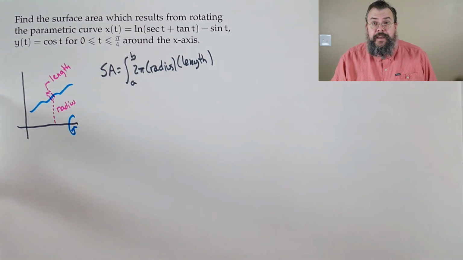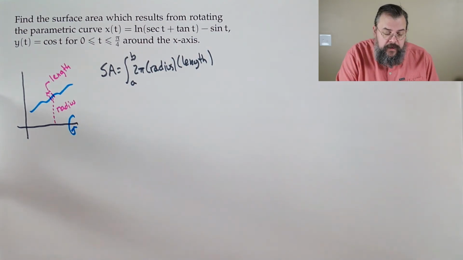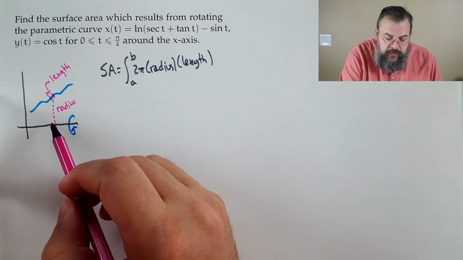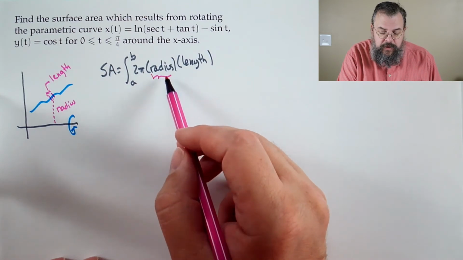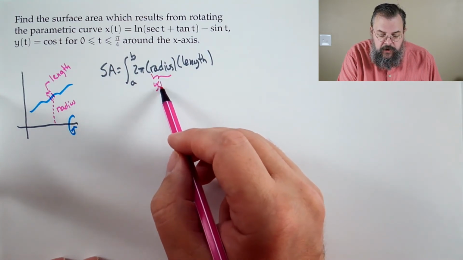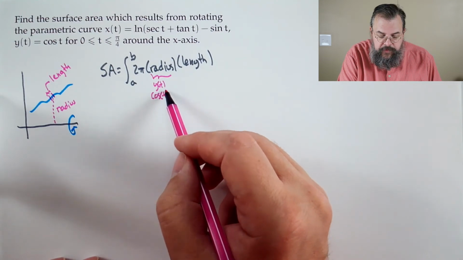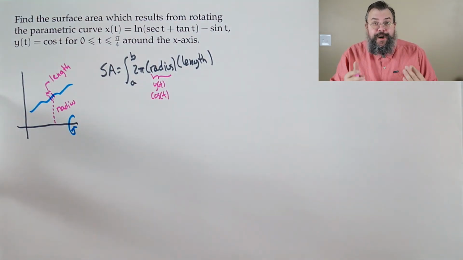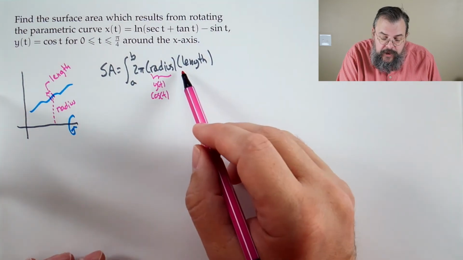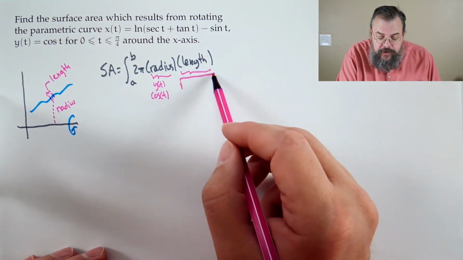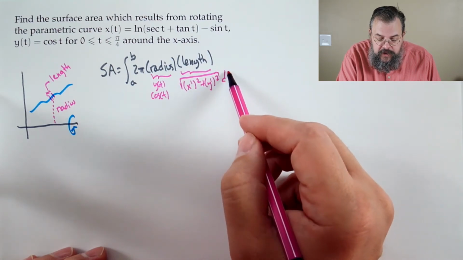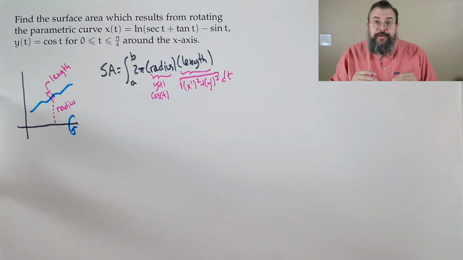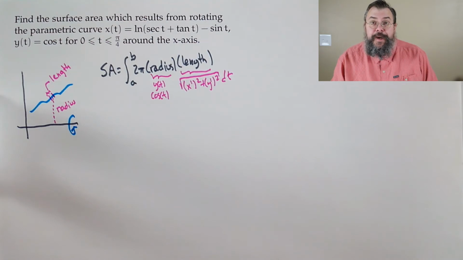The radius is probably the easiest thing to figure out. That is the distance to the x-axis. And what is that? Well, it's y. So this is simply going to be y of t, or really cosine of t. Okay, so the length, that's the hard part. The length is like the arc length: square root of x prime squared plus y prime squared dt. We're going to take some time to really dig into that expression. That's going to be the one that takes us the most time.